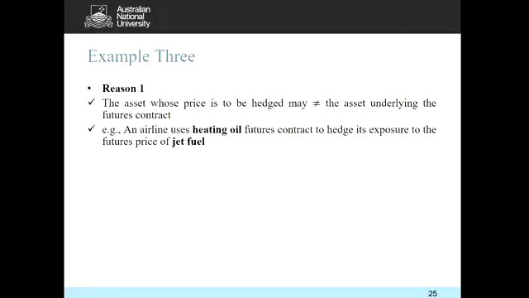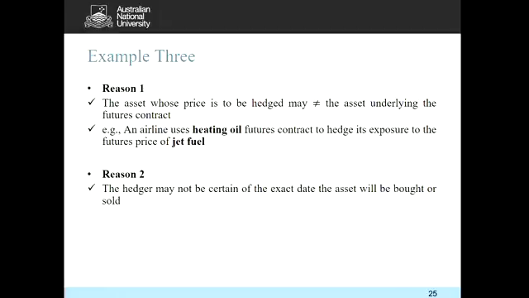One example I can show you is, if an airline company wants to hedge its exposure to jet fuel, there's no futures contract traded on jet fuel, so perhaps they have to use the heating oil futures contract to hedge their exposure to the price risk of jet fuel, right? So that's the situation where the asset whose price is being hedged is not equal to the underlying asset of this futures contract. Okay, so that's the first situation.